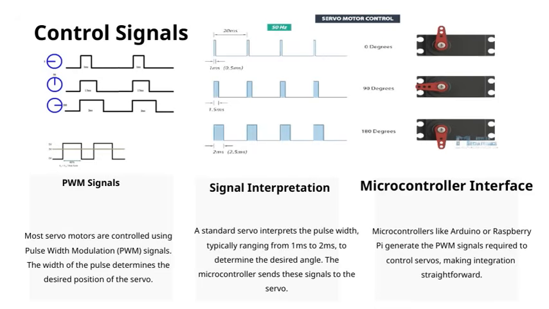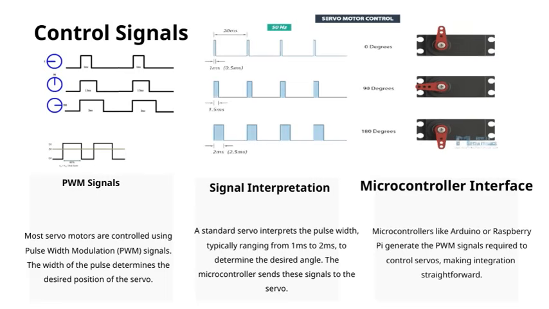Now, most servo motors are controlled using a technique called pulse width modulation, or PWM signals. The key idea here is that the width of the pulse sent to the servo determines its position. So, in simple terms, by changing how long the pulse lasts, we can control where the servo points. Typically, these pulses range from about 1 millisecond to 2 milliseconds. The servo interprets these pulse widths to figure out the desired angle or position.